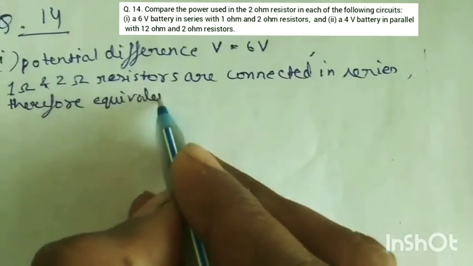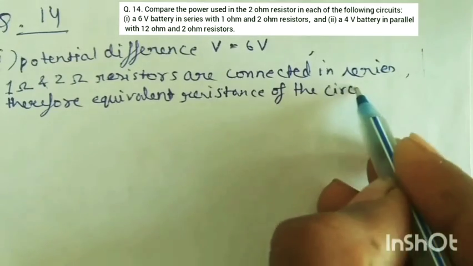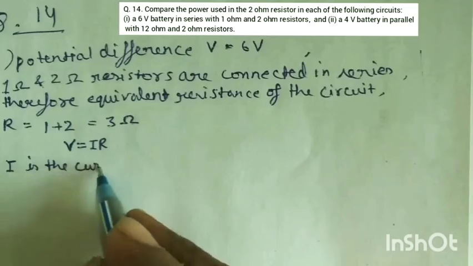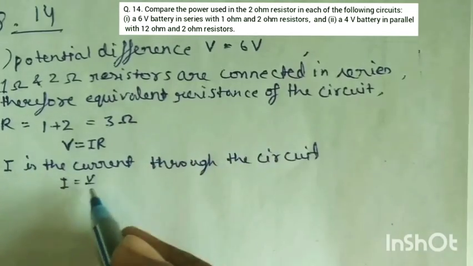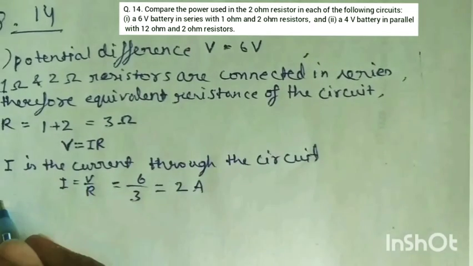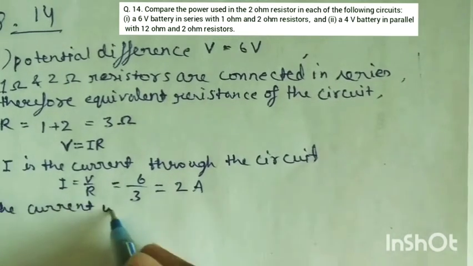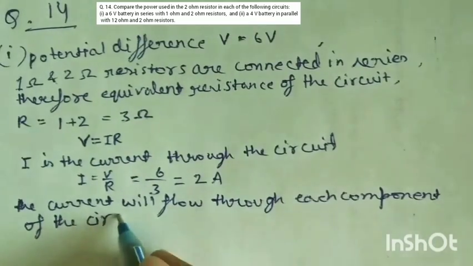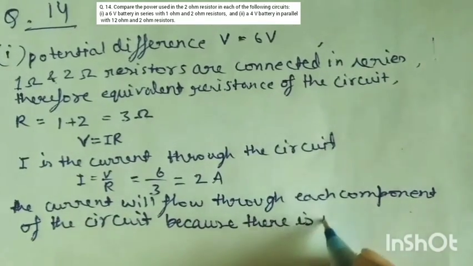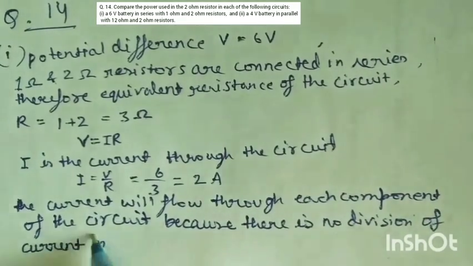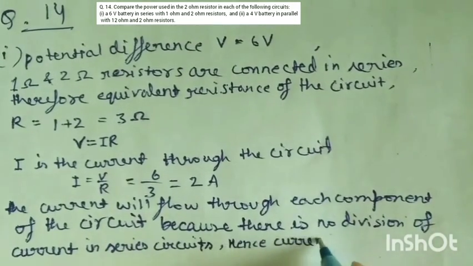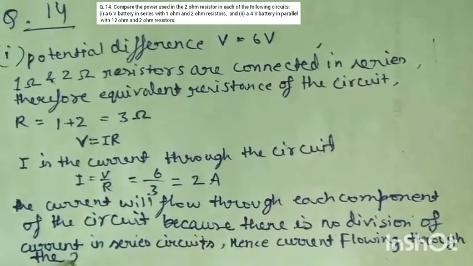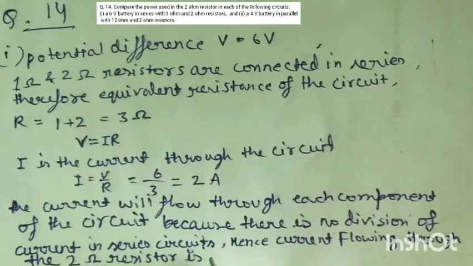Therefore, equivalent resistance of the circuit R is equal to 1 plus 2 is equal to 3 ohm. V is equal to IR. I is the current through the circuit. I is equal to V by R is equal to 6 by 3 is equal to 2 ampere. The same current will flow through each component of the circuit because there is no division of current in series circuits. Hence, current flowing through the 2 ohm resistor is 2 ampere.